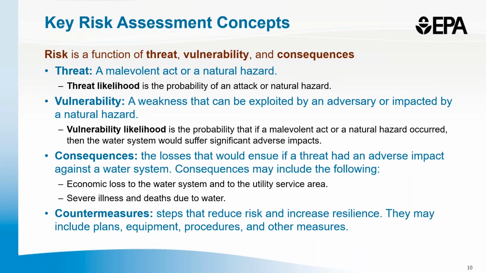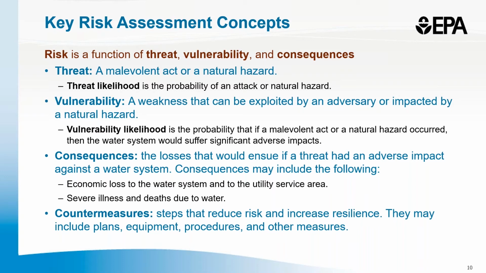A vulnerability is a weakness that can be exploited by an adversary or impacted by a natural hazard. And this can be a physical asset or vulnerability, as well as an electronic or human element, if that has a role. There are all different types of vulnerabilities that you may assess. The vulnerability likelihood is the probability that if the malevolent act or natural hazard occurred, then the water system would suffer significant adverse impacts. For example, you don't have backup power, and then your water system is left without power for a duration of time.